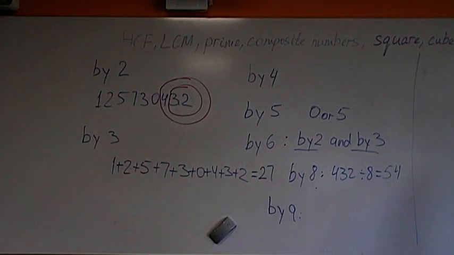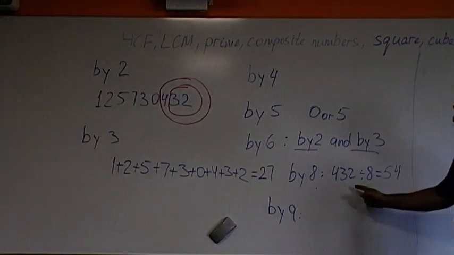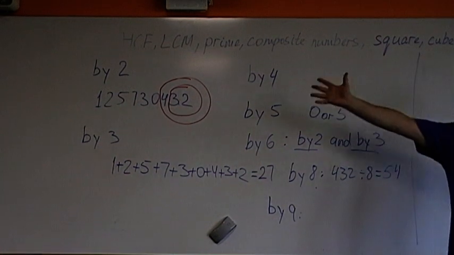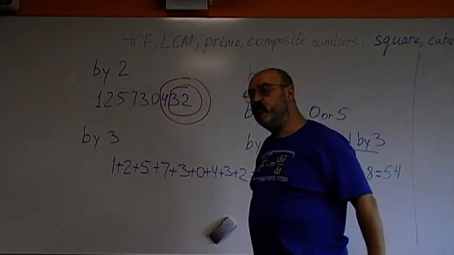Okay, now 7. Wait, by 8. By 8, last 3 digits. If the last 3 digits are divisible by 8, the whole number is divisible by 8. Now, the next rule you don't need to know.